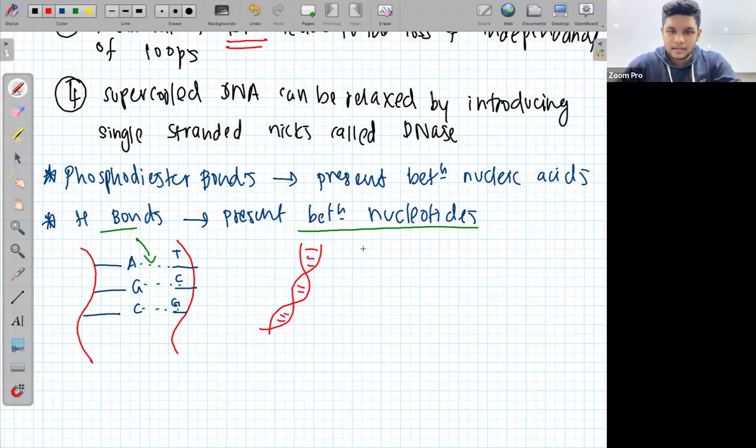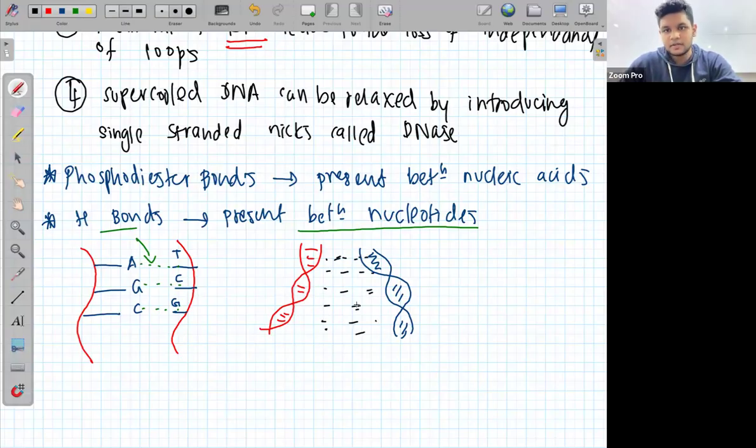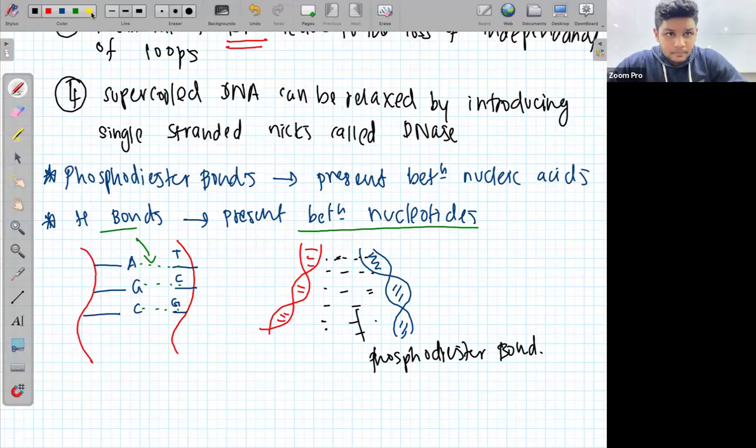This is a strand of DNA, right? This is a strand of another DNA, right? Now the type of bond that is present in between them is a phosphodiester bond. So here, single-stranded nicks. Now this is a phosphodiester bond, right? The single-stranded nicks. I'll give a shape.